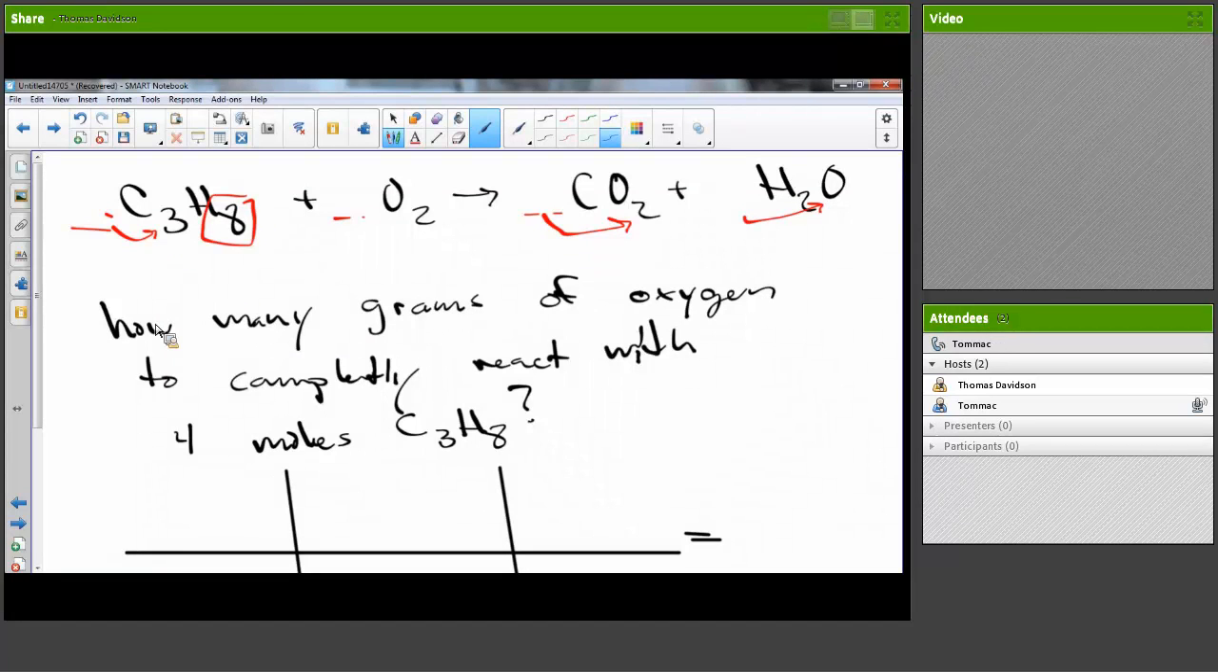You have to balance it. And if you're not good at balancing, this is a combustion reaction. Try and follow the rules for a combustion reaction. I will balance it for you in about a minute, and then you can do the math.